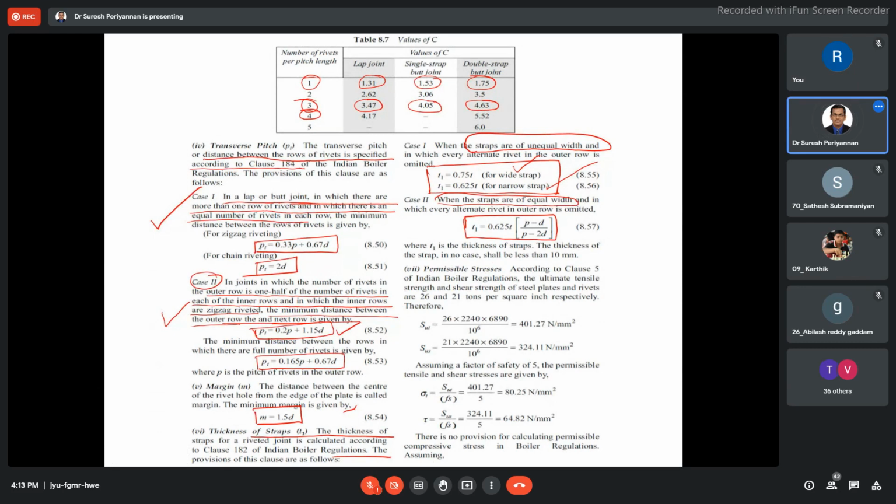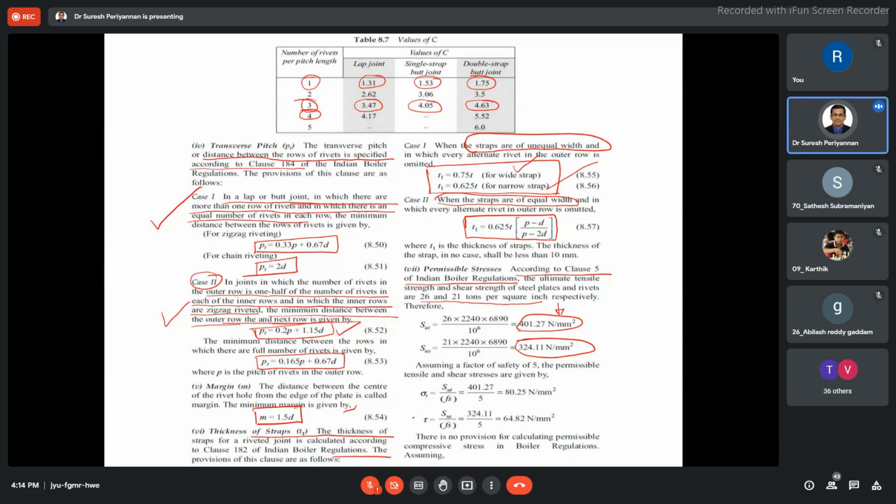Now come to the permissible stress. According to the Class 4 Indian Boiler Regulation, the ultimate tensile strength and shear strength of the steel plate and rivets are given as 21 and 26 tons per square inch respectively. This is just explanation only, but we have to consider only this one, the ultimate tensile strength, and this is the ultimate shear strength of the steel plate we are using in the boiler.